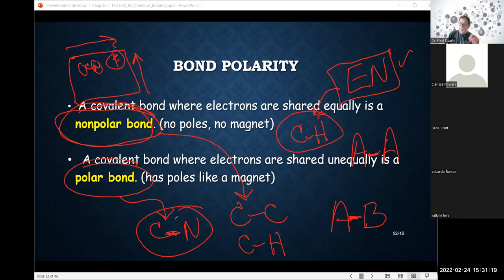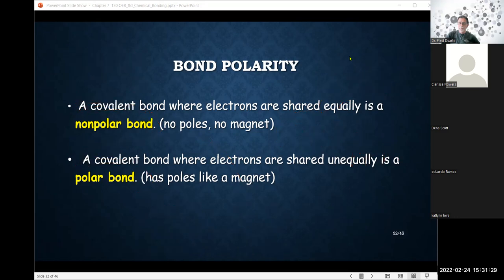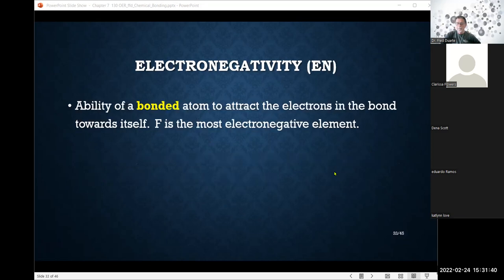And the result is that on one side, we're going to have what we call a partial negative and a partial positive, but more on that in a second. Okay. So this is crucial because this goes on down the road. Again, polarity keeps popping up.